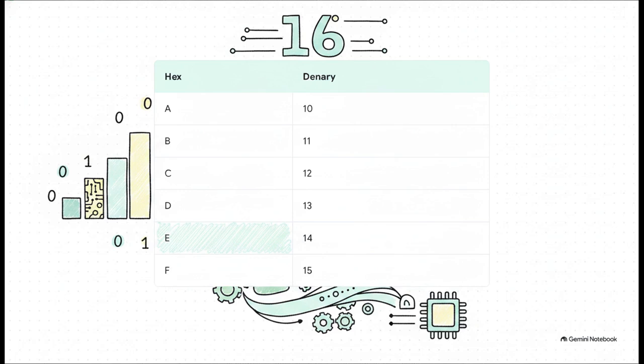Because it's base 16, we need 16 unique symbols. We just borrow 0 through 9 from our familiar everyday system. But for the values 10 through 15, we introduce the letters A through F. So A is 10, B is 11, all the way up to F, which represents 15.